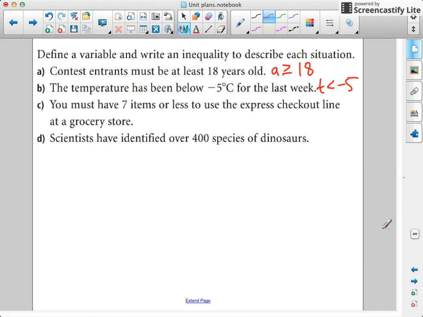You must have 7 items or less to use the express checkout line. So if you have I for items, you must have less than or equal to 7 items to use that. And scientists have identified over 400 species of dinosaurs. So S for species of dinosaurs is over or greater than 400.